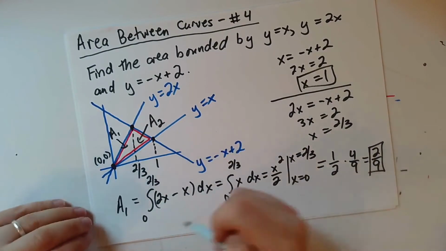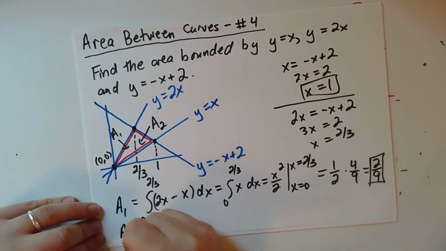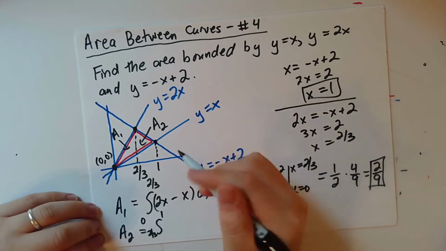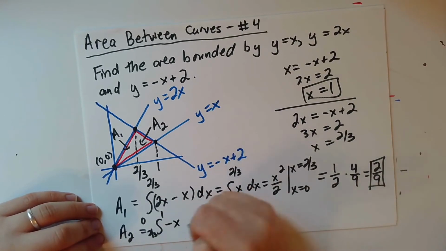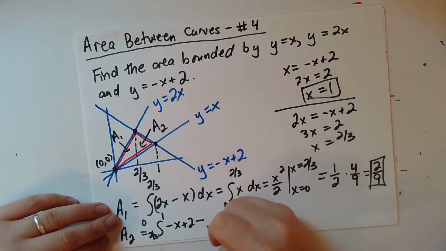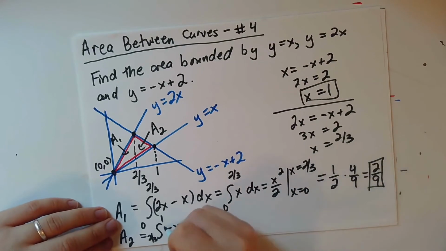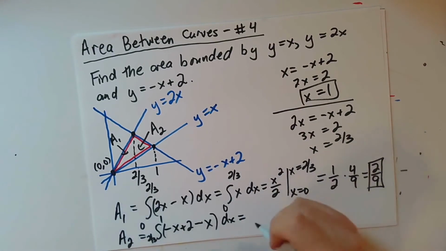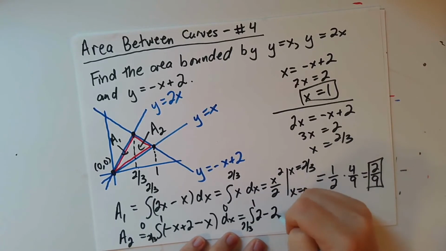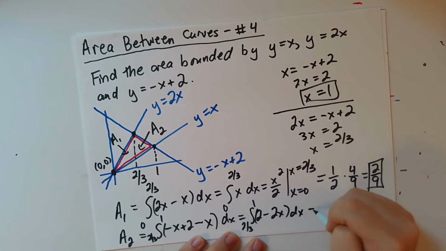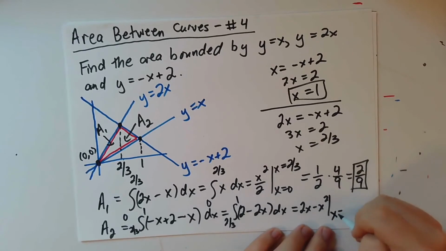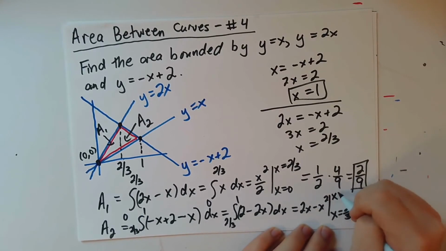Next, for area 2, we have the integral from 2/3 to 1 of now minus x plus 2 minus x dx, which is the integral from 2/3 to 1 of 2 minus 2x dx, which is 2x minus x squared, evaluated as x goes from 2/3 to x equals 1.